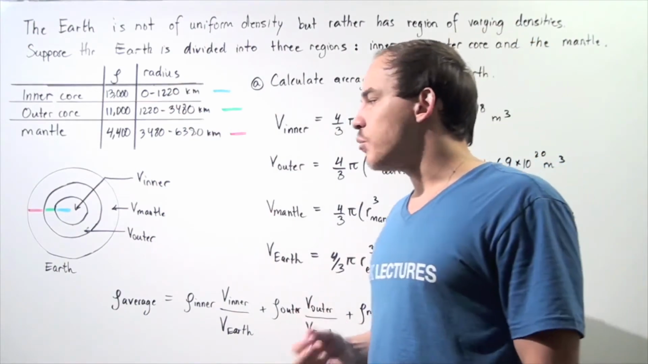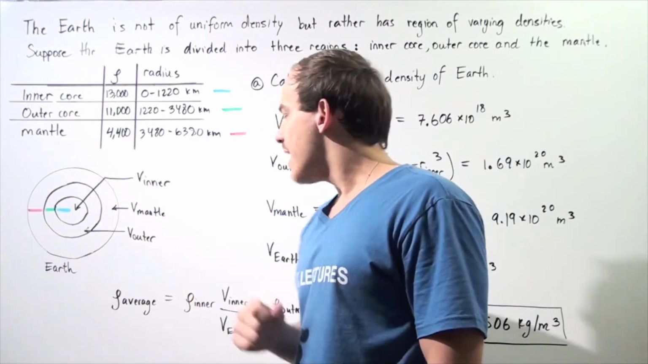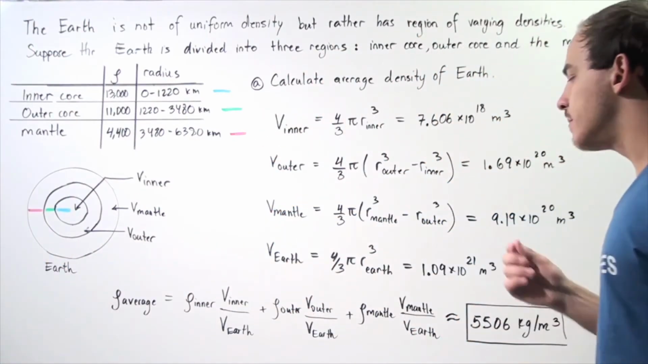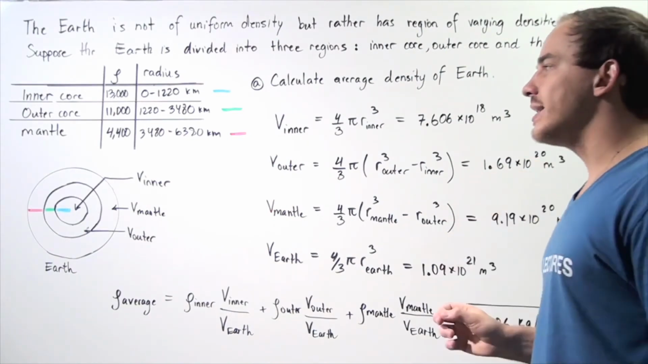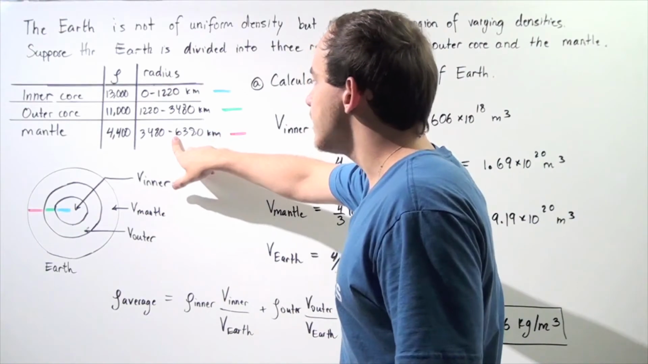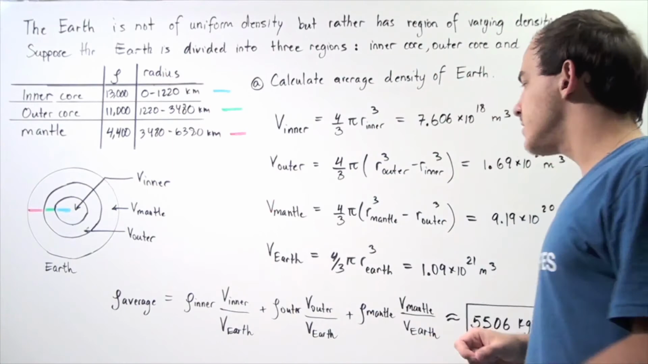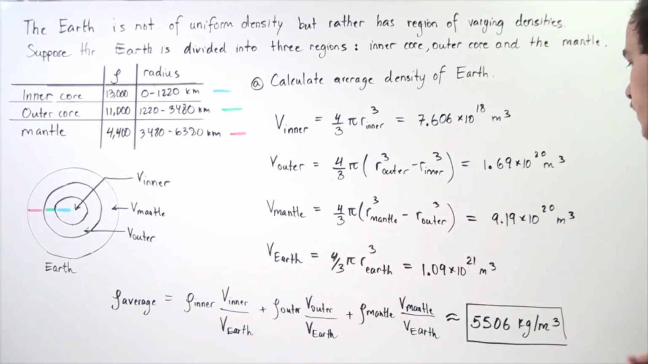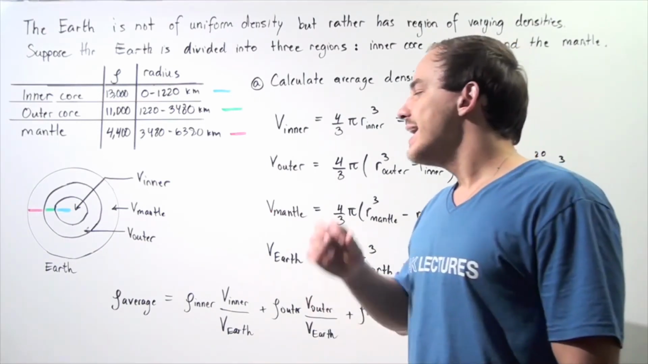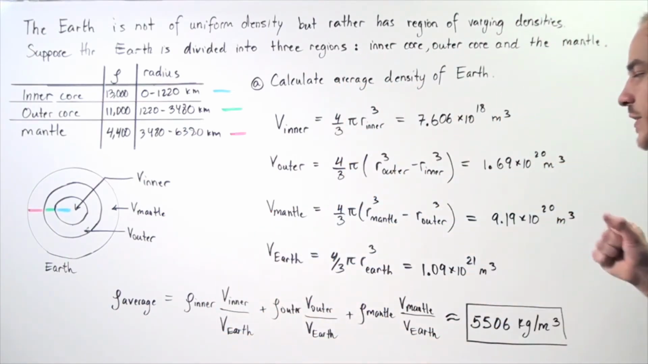Now, in the next step, we want to calculate what the actual volume of the Earth is. To calculate the actual volume of the Earth, we simply take 4/3 pi radius cubed, where the radius is the radius of the Earth. It's 6,380 kilometers. So we take this value, multiply by 1,000, cube it, multiply by 4/3 pi, and we get a volume of 1.09 times 10 to the 21 meters cubed. Now, to calculate the average density, we simply have to use the following formula.